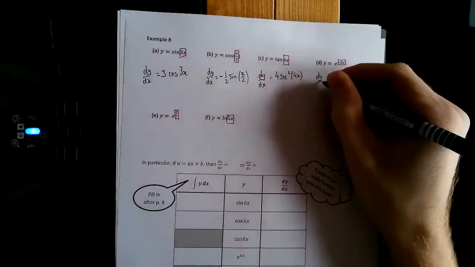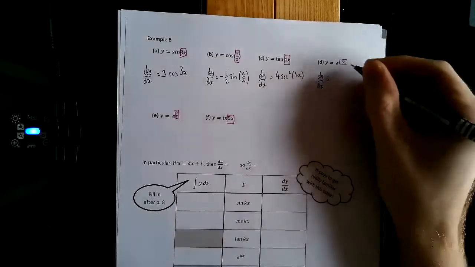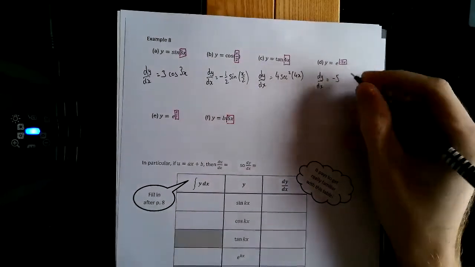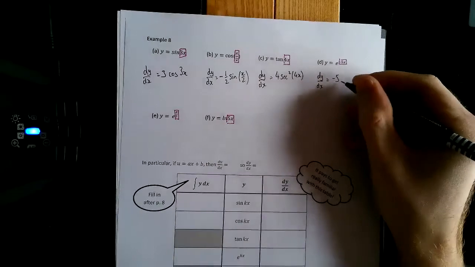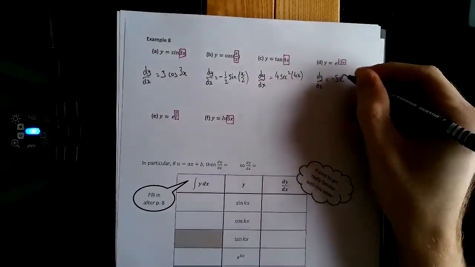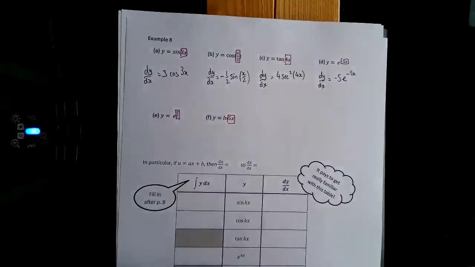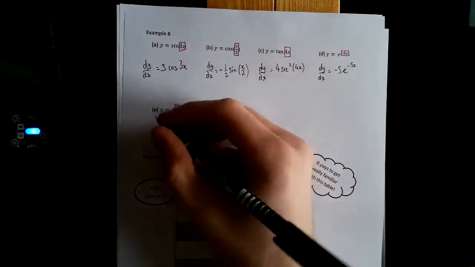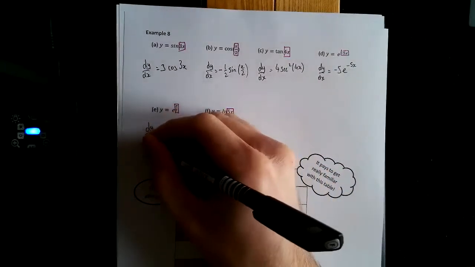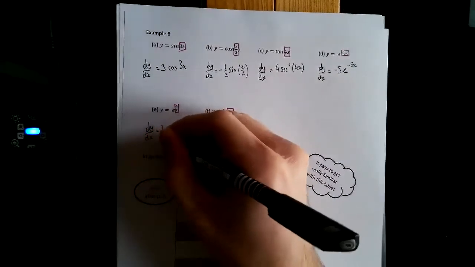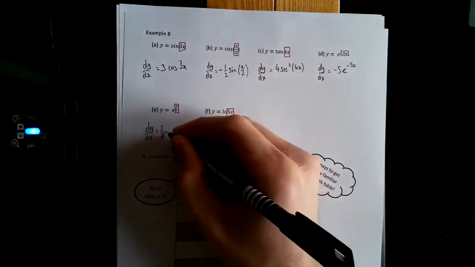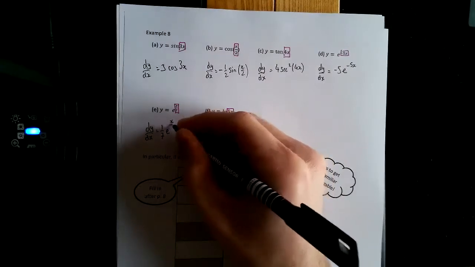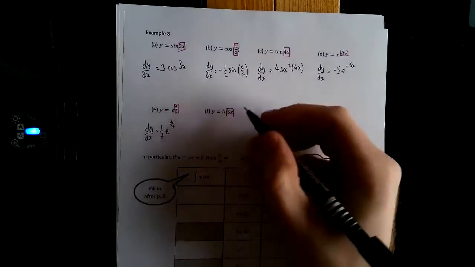Differentiate my u, so my u differentiates to minus 5. Differentiate e, it stays as e, and the function just stays as minus 5x. Here I'm differentiating my u, so x over 7 differentiates to 1 over 7. Differentiate e, it stays as e, and the function stays as x over 7.